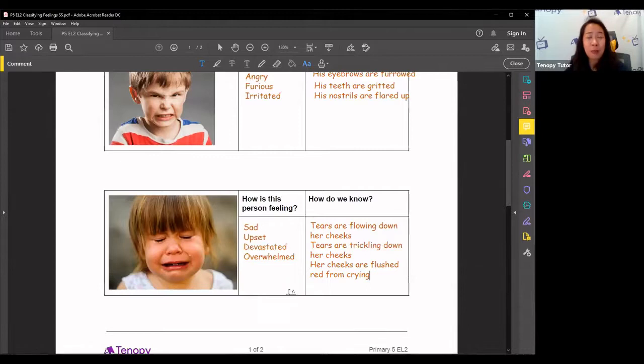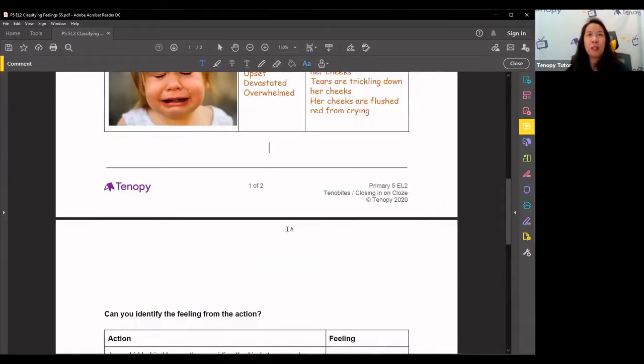Mommy must be angry because her eyebrows are furrowed. Or my little brother must be feeling sad because his face is flushed red from trying to hold in his feelings. Okay? Oopsie. Okay, now moving on.